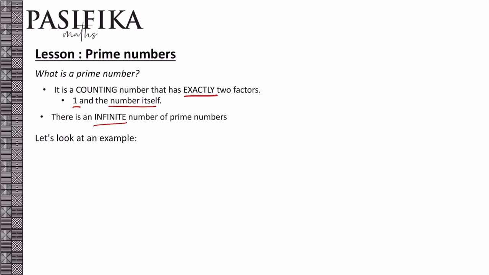Let's look at an example. 1. All right, how many factors does 1 have? Well, 1 times 1 equals 1. Therefore, 1 only has one factor. Now, looking back at our definition of prime numbers, it needs to have exactly two factors. So, does 1 have two factors? No, it doesn't.